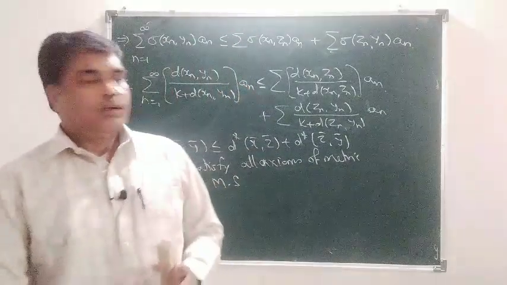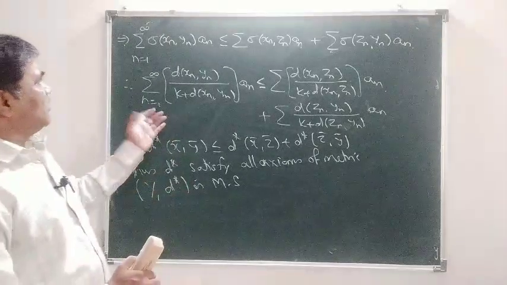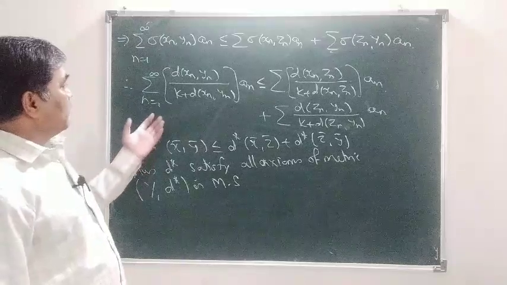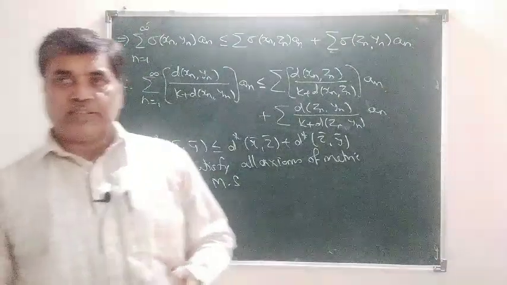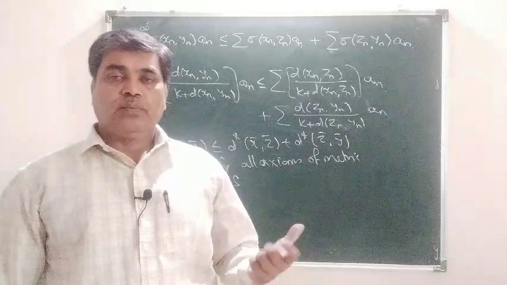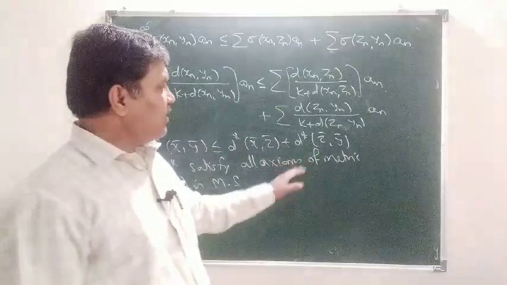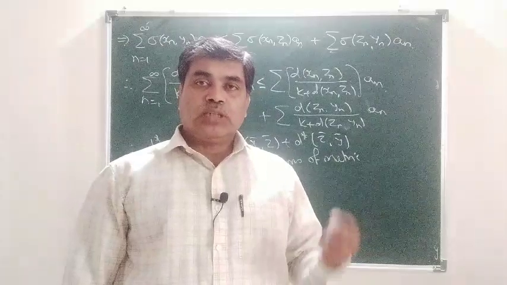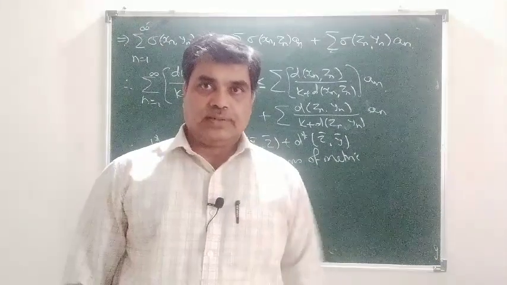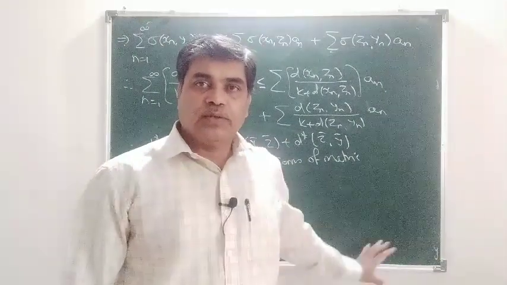So here I have used the previous example as well as properties of convergent sequence, and to get the positive axiom I have considered a series of positive real numbers which is convergent. And with the help of that we have constructed that.